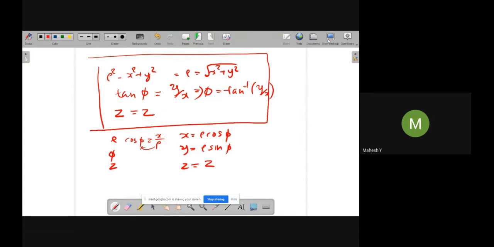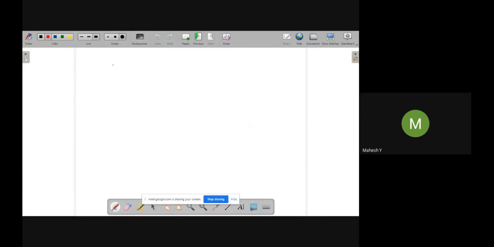Okay, then one more is left. Cylindrical to spherical we will do. Then since we know the cylindrical, we can substitute and find Cartesian to spherical.